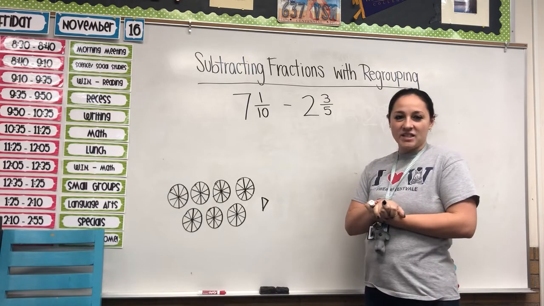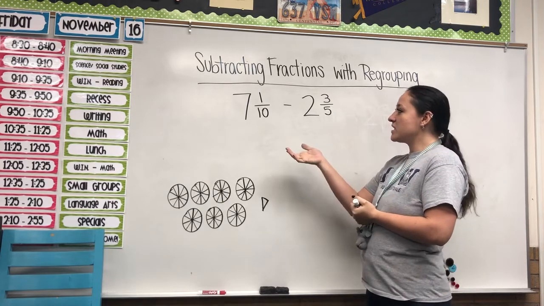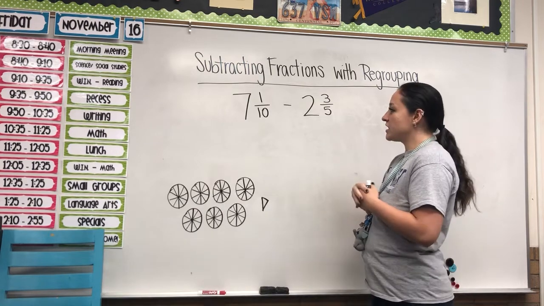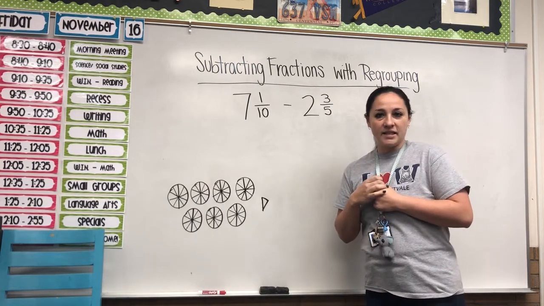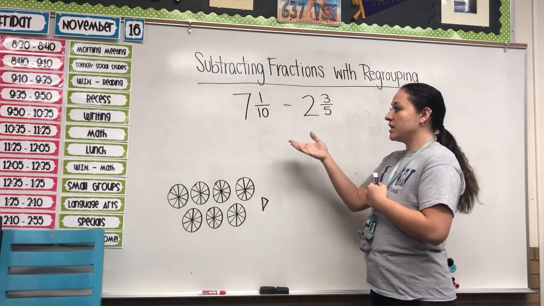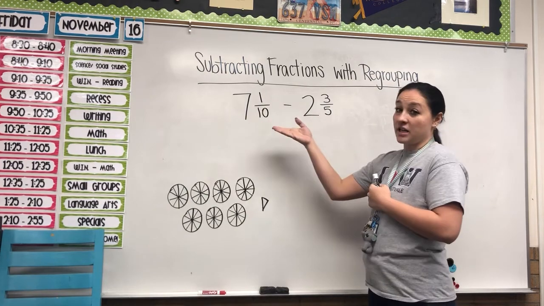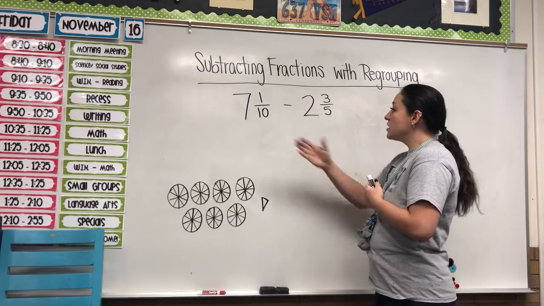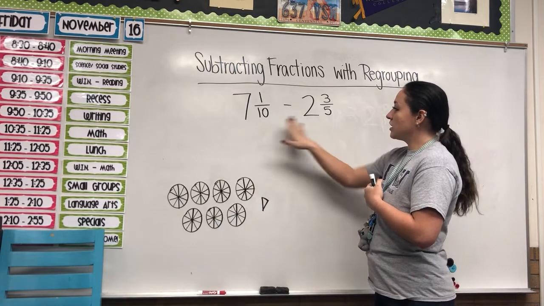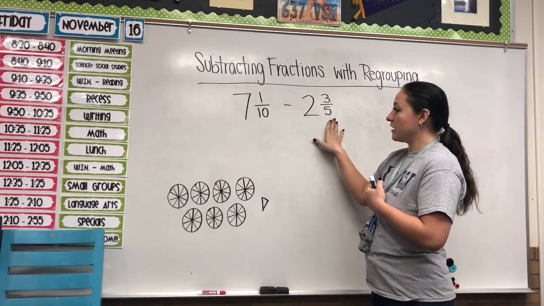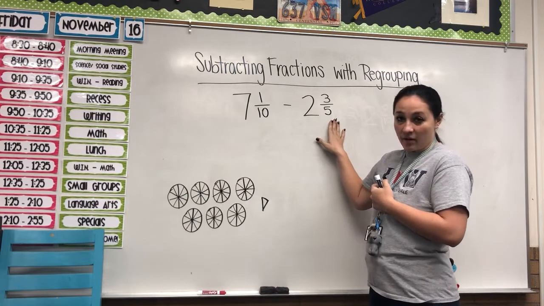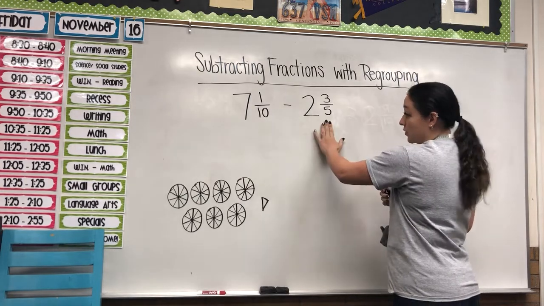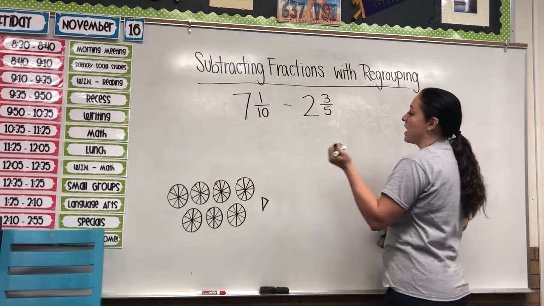The problem I have today is 7 1/10 minus 2 3/5. I teach the students that whenever we do a problem like this with fractions, we need to make sure that we find a common denominator. Addition and subtraction need to have a common denominator. So I ask the students to look at the two denominators, 10 and 5, and the common denominator would be 10. 5 can go into 10, 10 can't go into 5, so 10 is the common denominator.